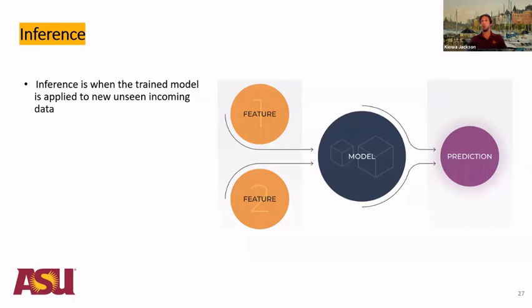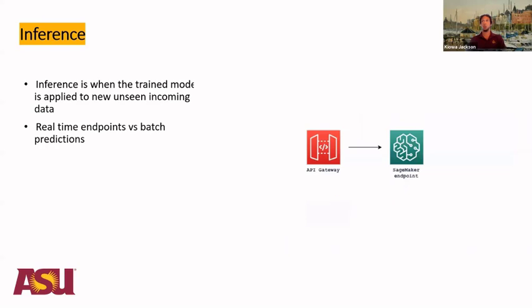So you have a model here, and this model now lives in SageMaker. It's already trained. It already exists. And you have some features. You get feature input from a student, and you pass it through the model, and out comes a prediction. The way that works in SageMaker, they have something called real-time endpoints versus batch predictions.